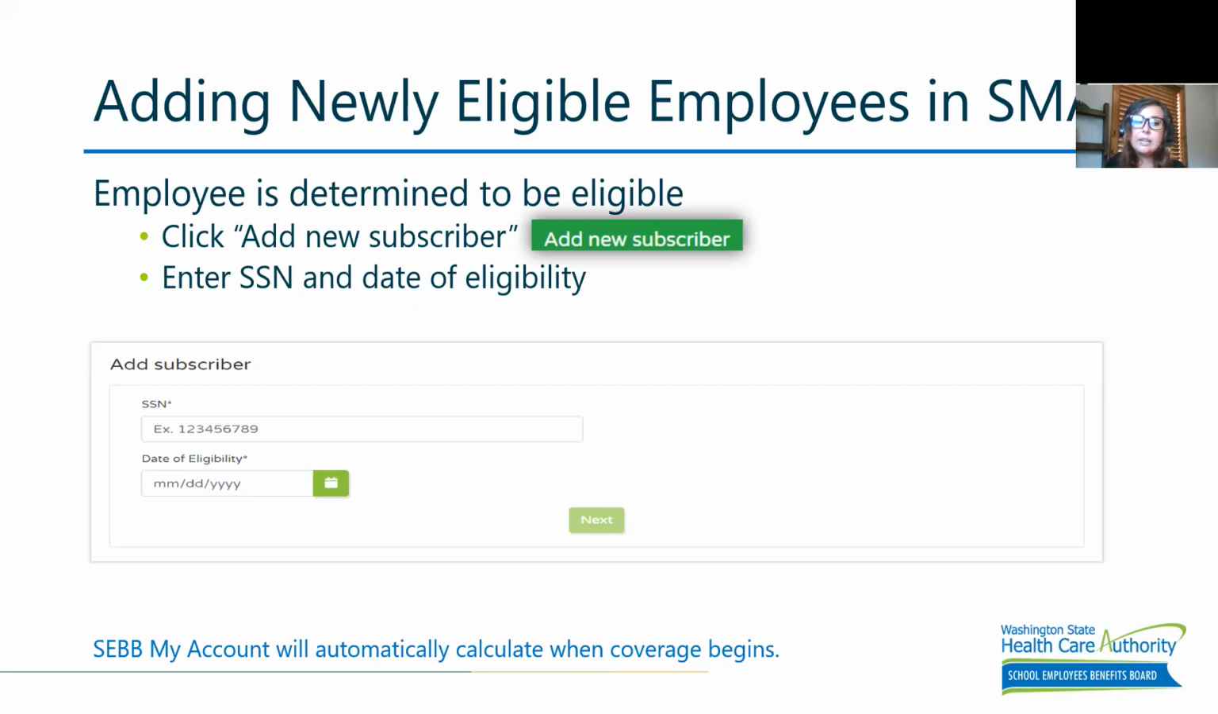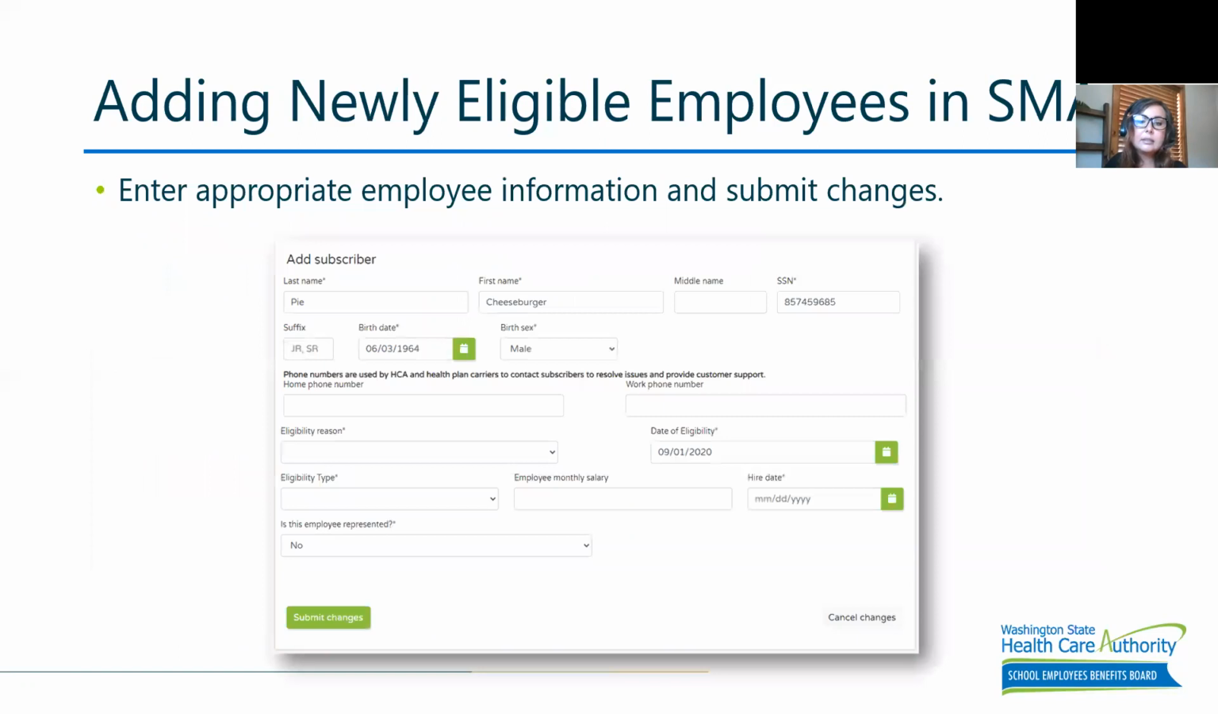All right, so date of eligibility is the date that this employee is determined to be eligible for benefits. So once you enter their social security number and date of eligibility and click next, it will take you to this screen to have you enter in the appropriate employee information. And then you would just want to click submit changes you see at the bottom left-hand side to save this employee's profile.